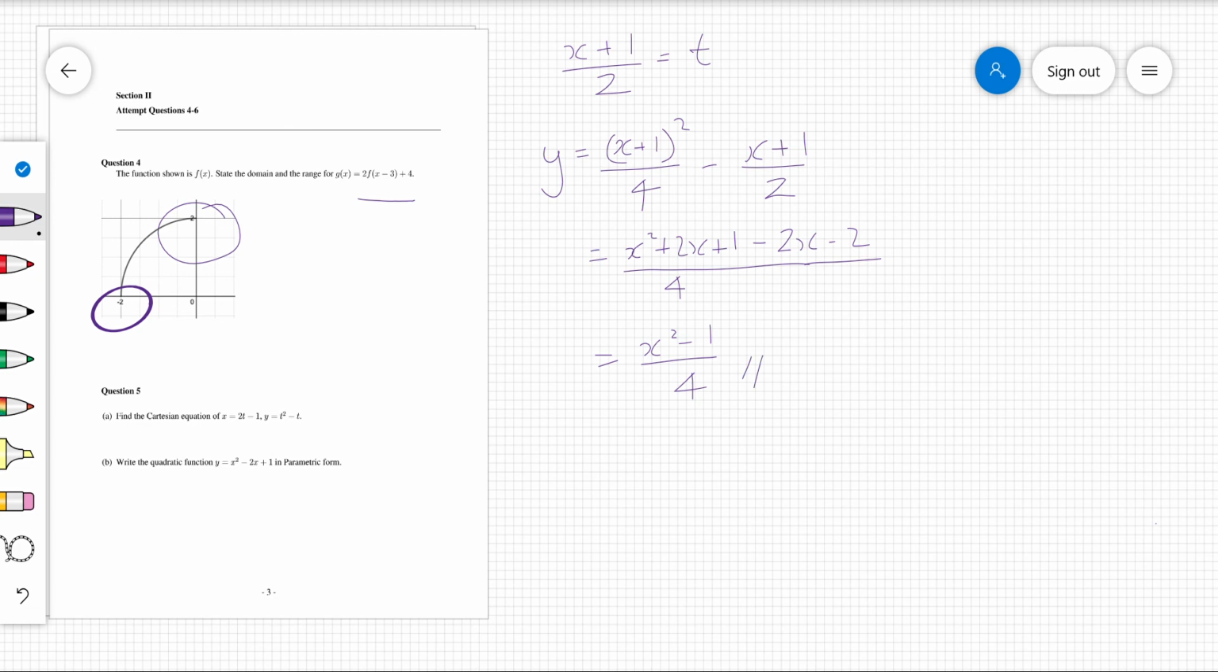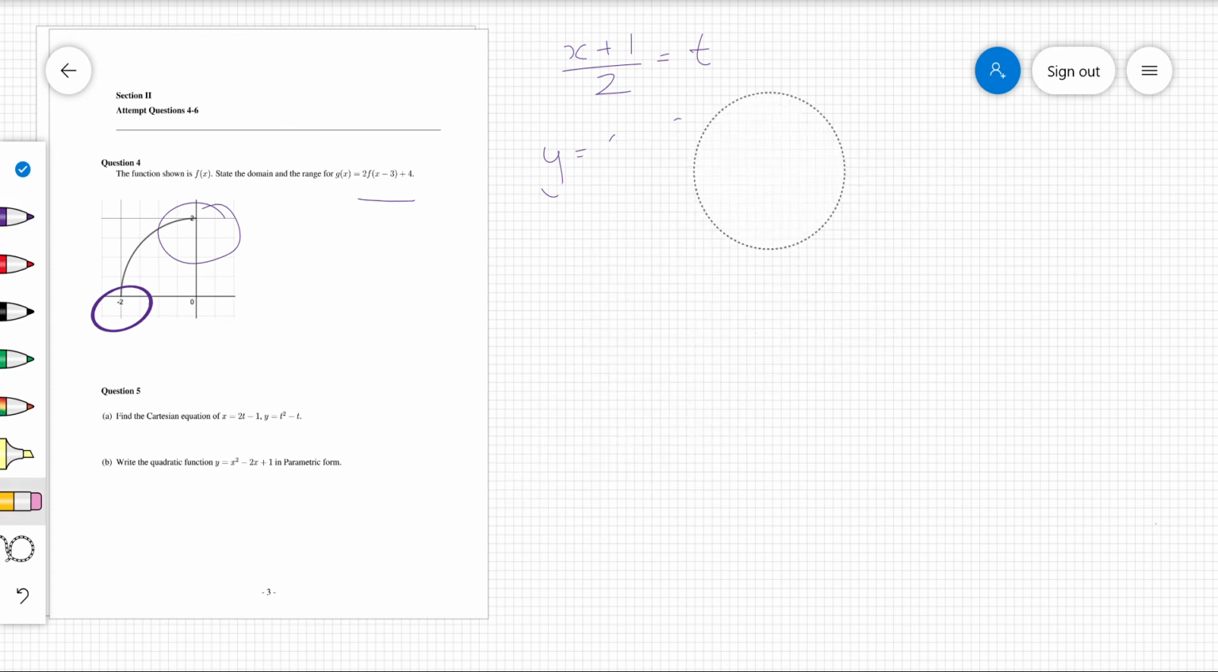Okay, the B part for that one, you could have all different answers. So probably the easiest one is x is t and y would be t squared minus 2t plus 1. That would be one set, but you can have anything you like that fits in there. So lots of different answers for that one. Okay, let's go to the next question.